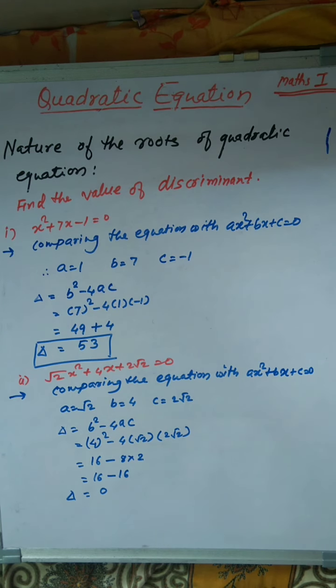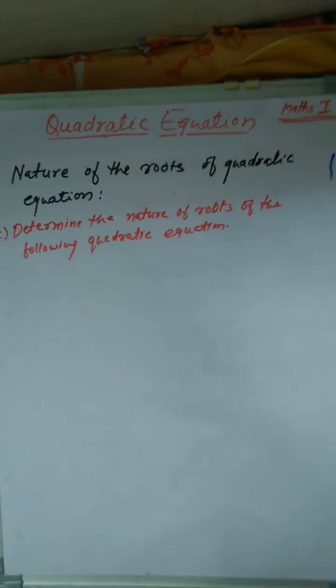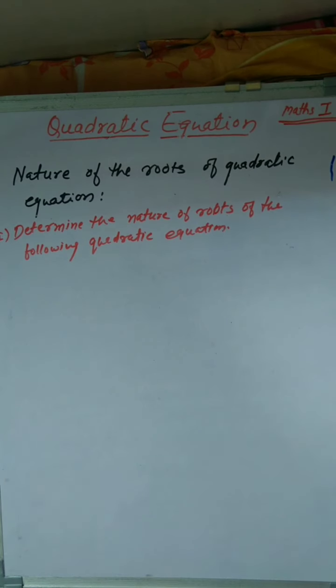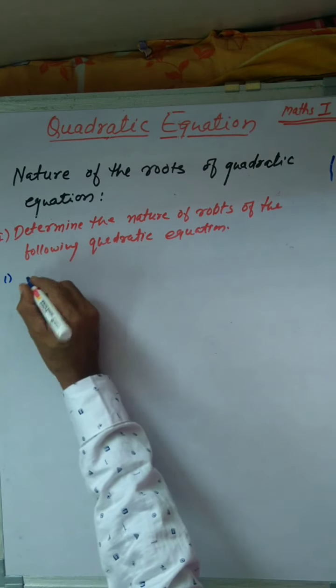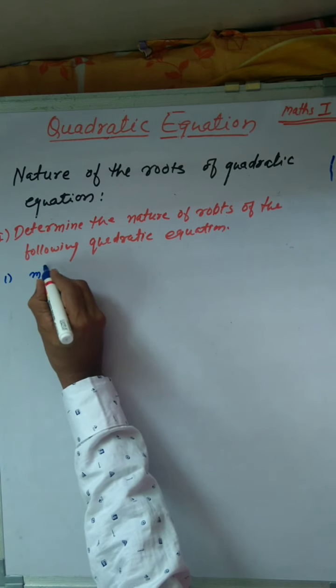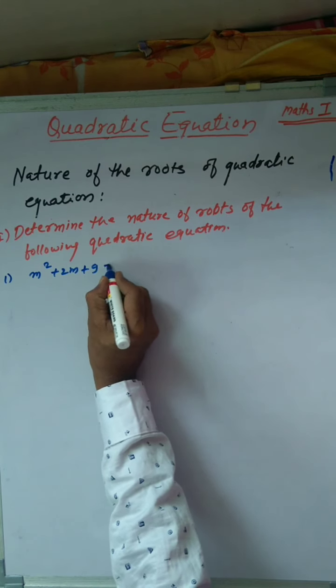Next we see the nature of the roots of the quadratic equation. Now the next type of example. Determine the nature of the roots of the following quadratic equations. The equation given is m square plus 2m plus 9 is equal to 0.